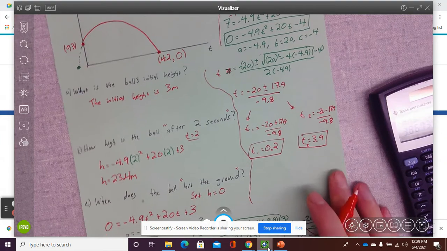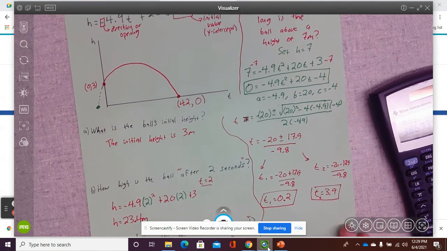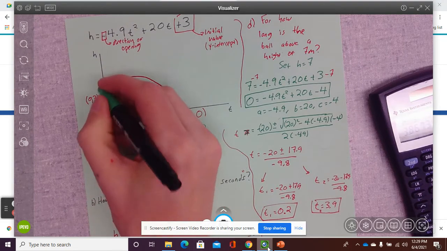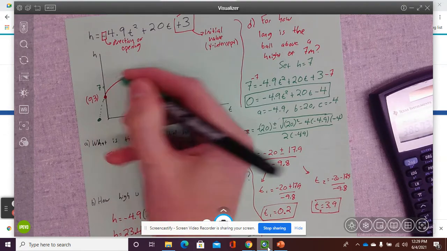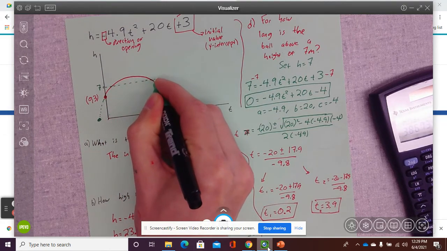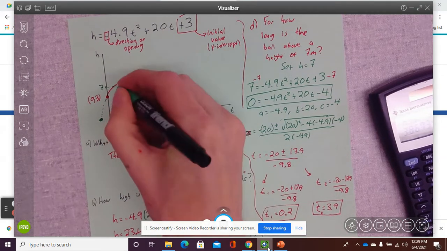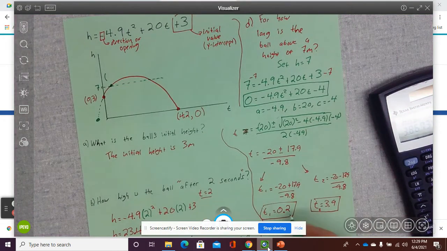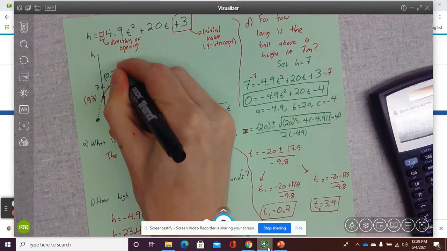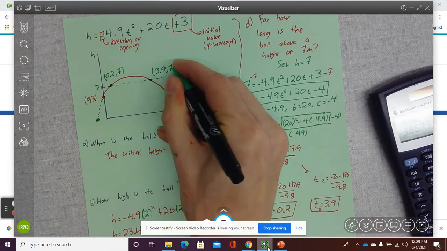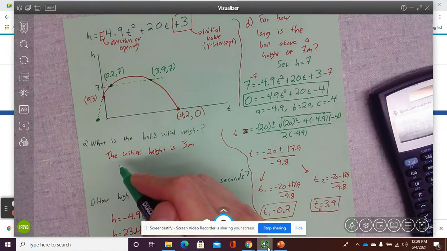And again, this is where a sketch can help us interpret our answers. Our ball is going to be at exactly 7 meters at 2 points. So it starts at 3 meters. Maybe it's not exactly to scale. Maybe here's the 7-meter point. So it does make sense that I've got two positive or two admissible answers. There's 1 point on the way up, right? This would be after 0.2 seconds, where it reaches a height of 7. And then it's also going to reach a height of 7 after 3.9 seconds. So when I solve for height, it does make sense that I could have two answers.